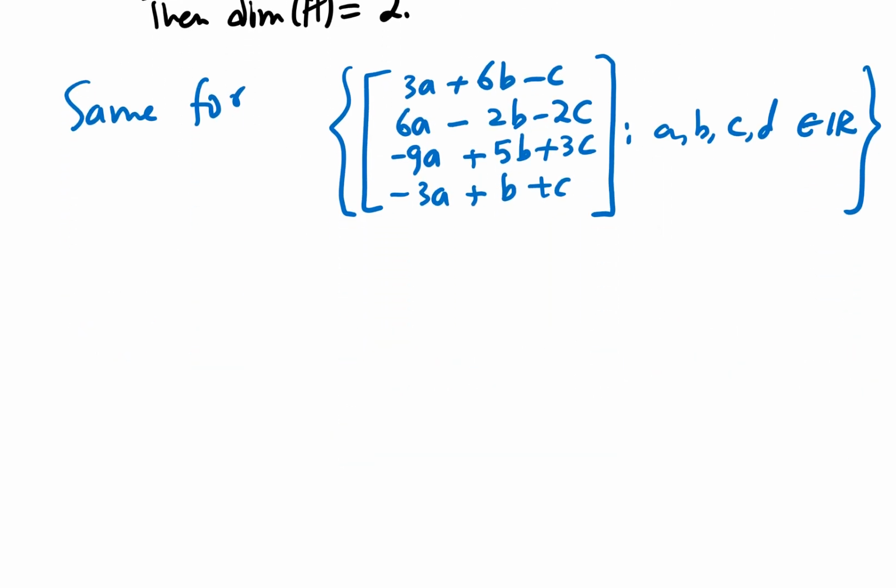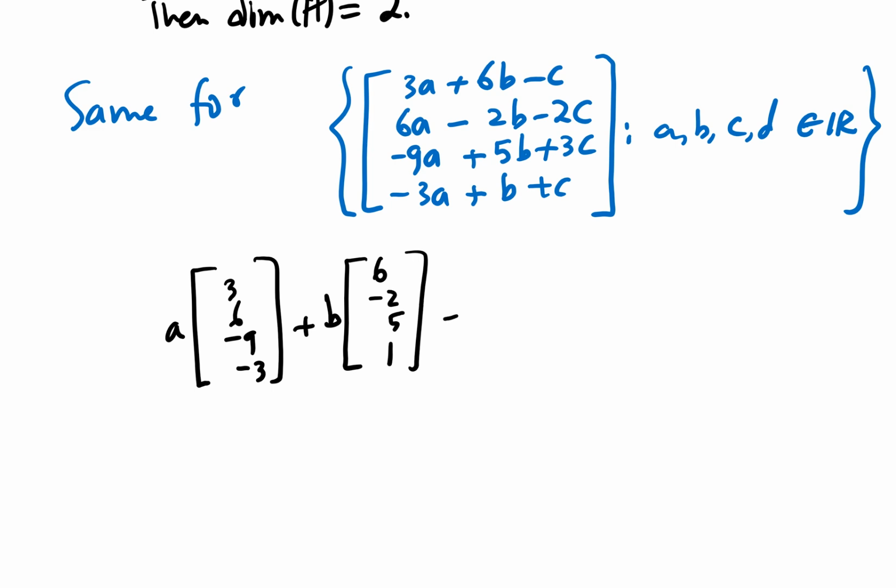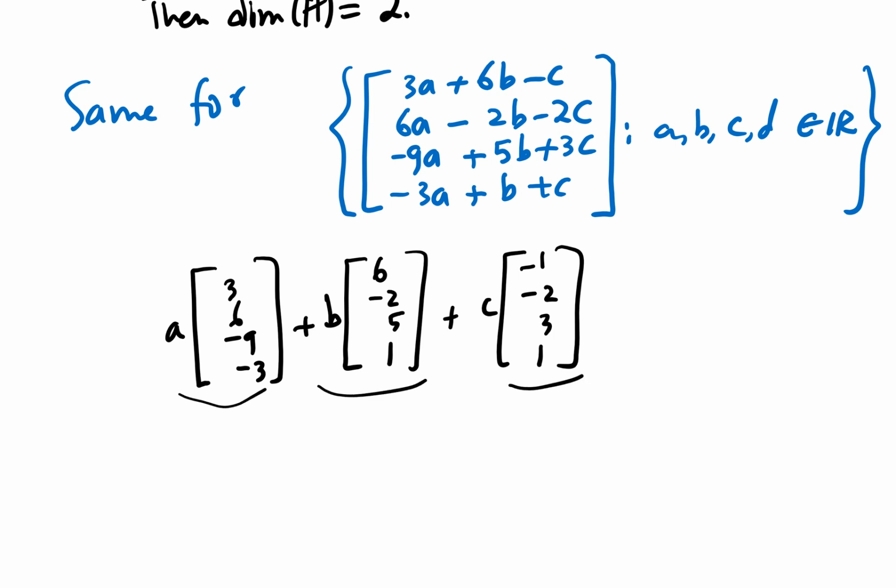So here, what do we do? Again, we write in parametric form, so we can take a out, and what is left? 3, 6, -9, -3, plus b, 6, -2, 5, 1, plus c, -1, -2, 3, 1. Okay, so this is v1, this is v2, v3. You can look at these 3 vectors and see what we notice. Oh, I see.